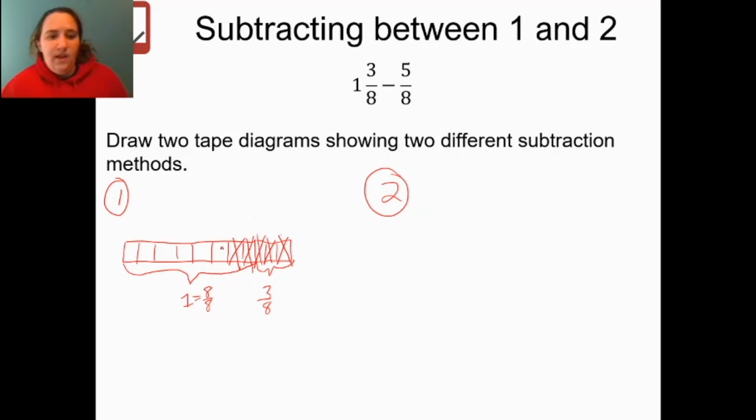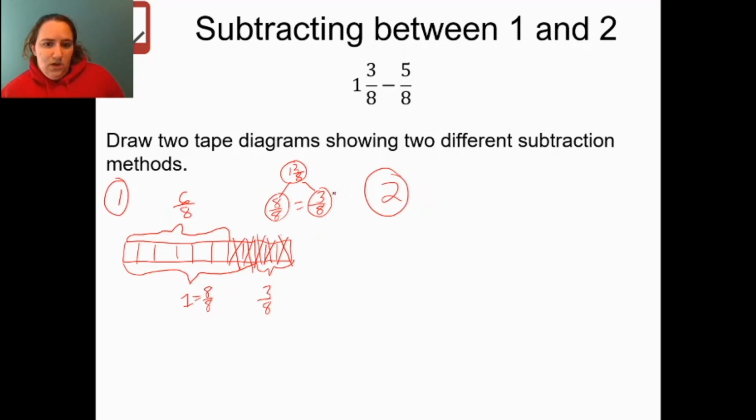So how many do I have left? Well, let's count over here. So we have 1, 2, 3, 4, 5, 6. 6/8. So what we basically just did is that we did our little number bond. We said 1 3/8 is equal to 8/8 plus 3/8, which we know should give us 11/8. So we said 11/8 minus 5/8, and that gave us 6/8. All right, so that's method number 1.